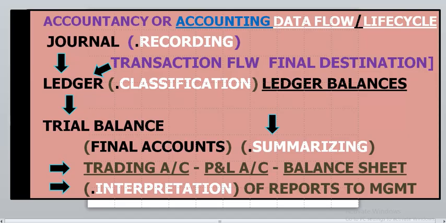As far as the data flow of transactions is concerned, the data flow means the transaction flow. The transaction is recorded in the journal, and from the journal the transaction will flow to the ledger. But after the ledger, the transaction will not flow. Only the ledger balances will flow from the ledgers. So the final destination of the transaction is the ledger, or you can also say the permanent place of the transactions is the ledgers. This was about the data flow or life cycle of transactions.